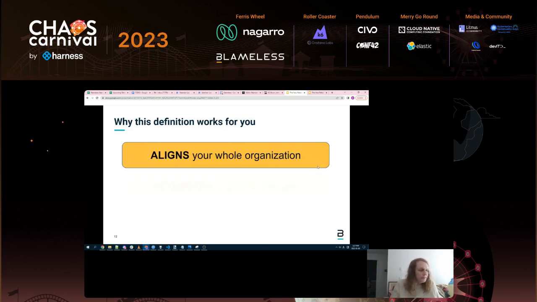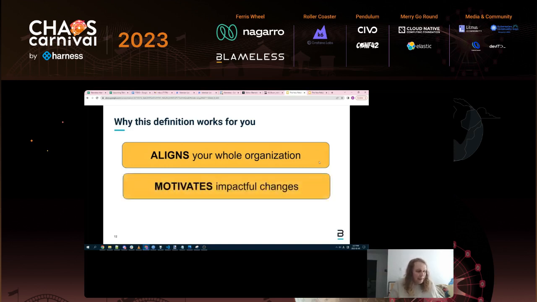It motivates impactful changes by encompassing the health of your product, the happiness of your customers, and the readiness, confidence, and happiness of your engineers. This one definition, you know that if you're able to satisfy it, you're accounting for all of those three things. And really, what could be more important than those three pillars of your organization?